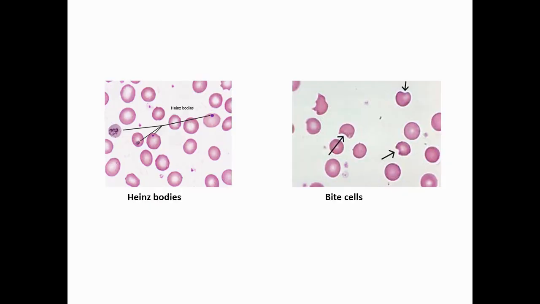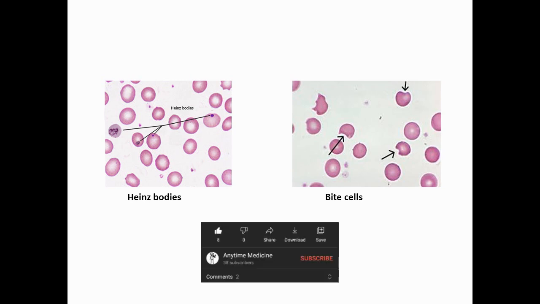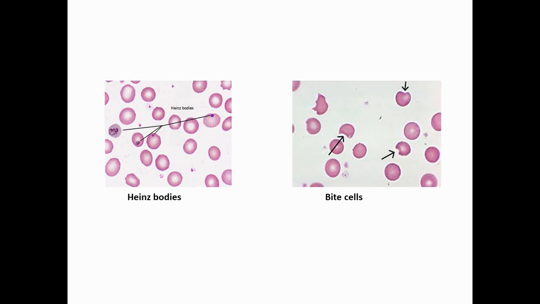Here is the microscopic presentation of the Heinz body and bite cell. As you can see in the first picture, hemoglobin is precipitated in the RBCs, which is a Heinz body, and the second picture is the bite cell, which looks like someone bit into the RBCs.